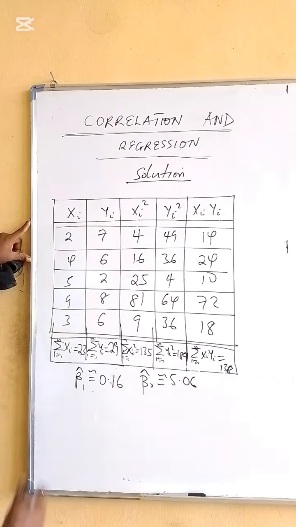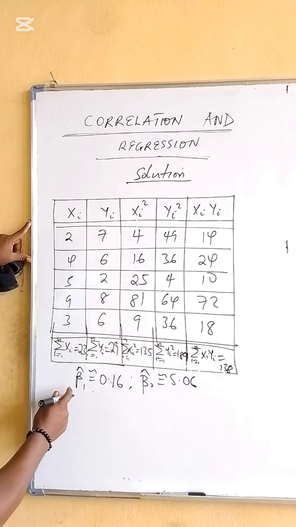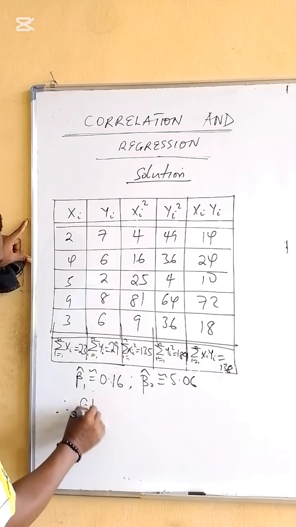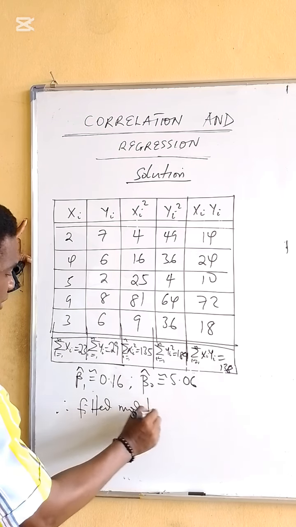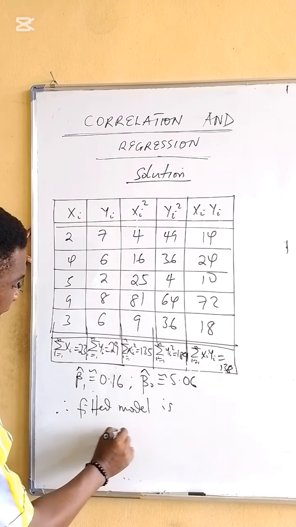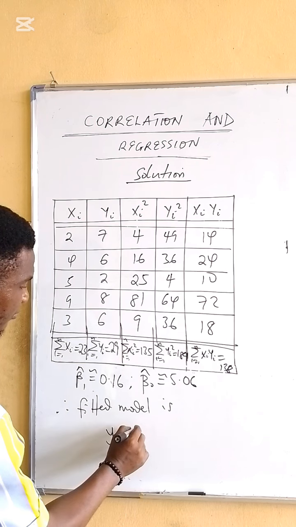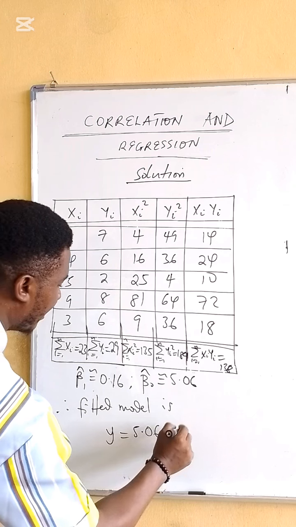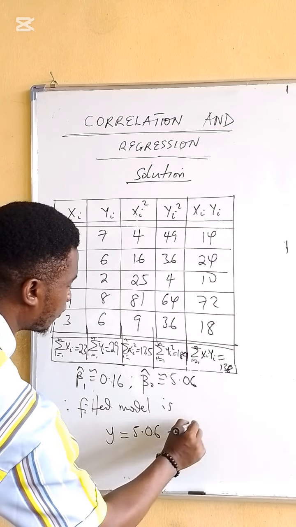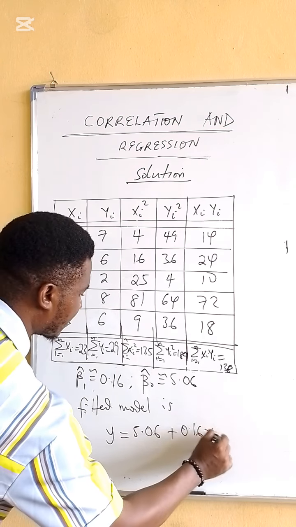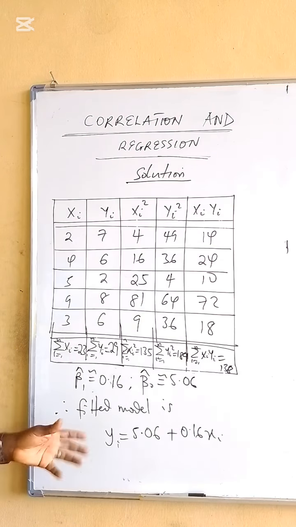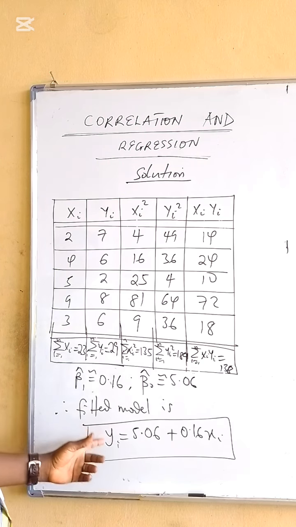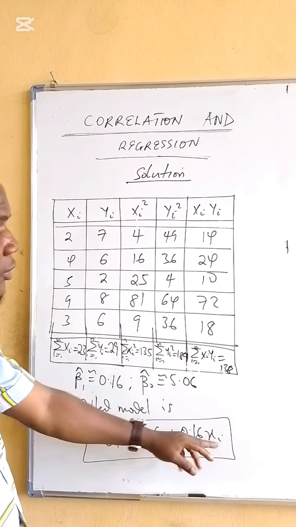Okay. So now that we know these two values of beta 1 cap and beta naught cap, we can now state the fitted model. Therefore, the fitted model is y equals beta naught cap, which is 5.06, plus beta 1 cap xi, which is 0.16 xi. This will be the fitted model. This is the result we want. And with this fitted model, one can predict the value of y if one knows a value of x.